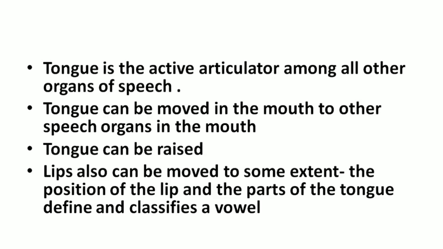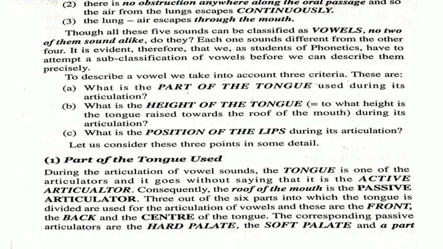For this we use 2 mouth organs. One is the position of the lips, the other is which part of the tongue is used, and to what height the tongue is raised. You can read here how to describe a vowel. To describe a vowel we take into account 3 criteria. One is the part of the tongue used during its articulation. Second is the height of the tongue, that is, how far the tongue is raised towards the roof of the mouth. Third is the position of the lips during the vowel's articulation.